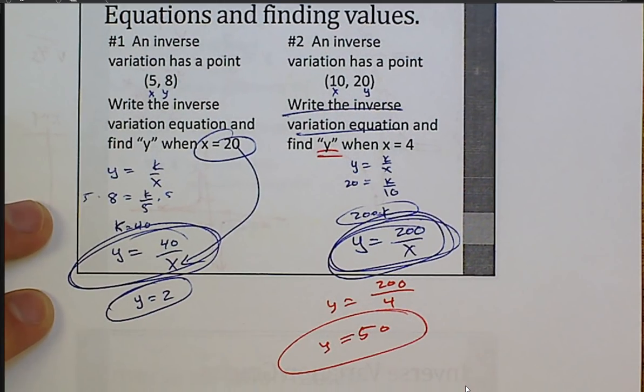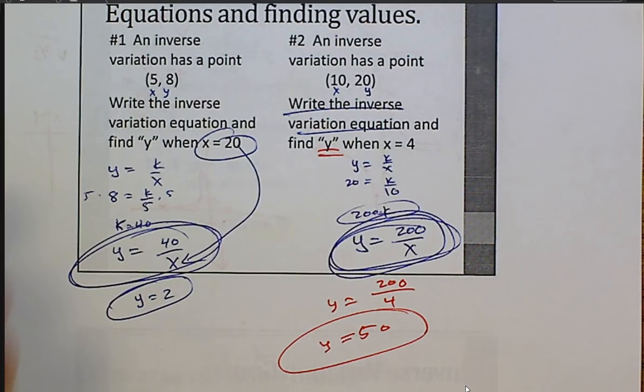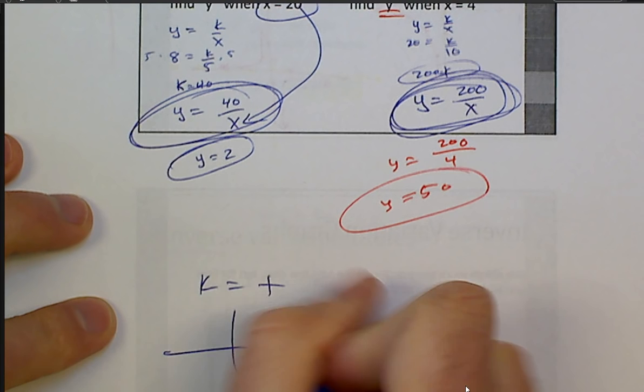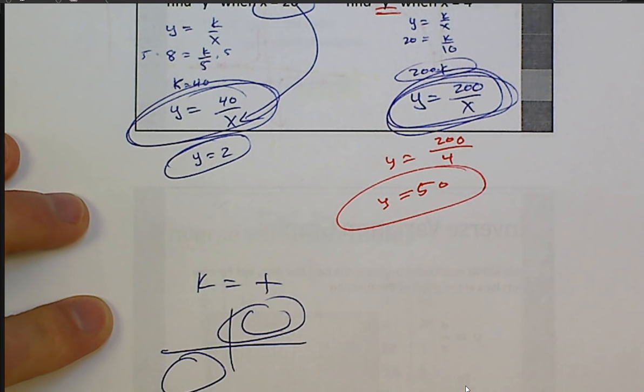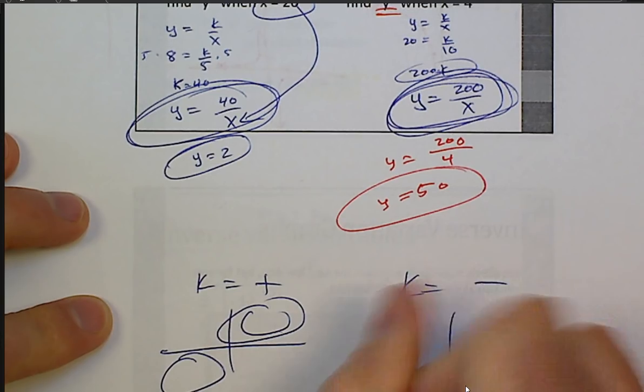Okie dokie. Artichoke. Inverse variation, got to be able to graph it. You have to be able to write the equation given a point. And understand that when you graph it, you know what quadrant you're in based on the k value. If the k value is positive, that means your graph is going to take place here and here.